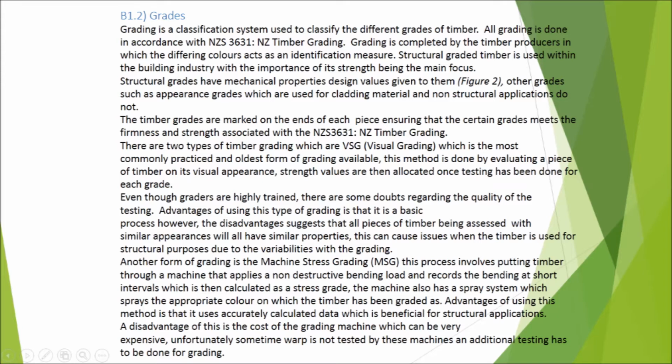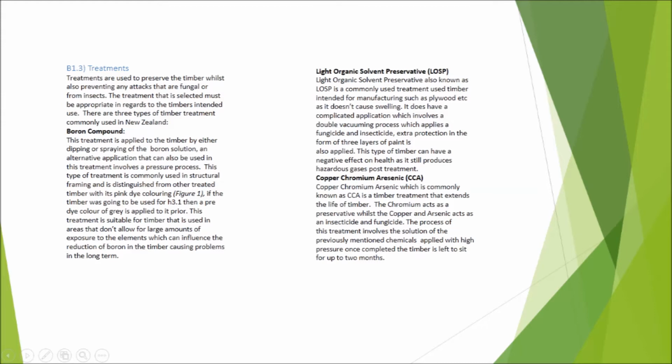Treatments are used to preserve the timber whilst also preventing attacks that are fungal or from insects. The treatment that is selected must be appropriate in regards to the timber's intended use. There are three types of timber treatments commonly used in New Zealand. Boron is applied by dipping or spraying of the boron solution and is commonly used in structural framing. Another treatment is LOSP, light organic solvent preservative. It's commonly used for timber that will be manufactured, such as plywood, as it doesn't cause swelling. It does involve an extra process which applies a fungicide and insecticide.